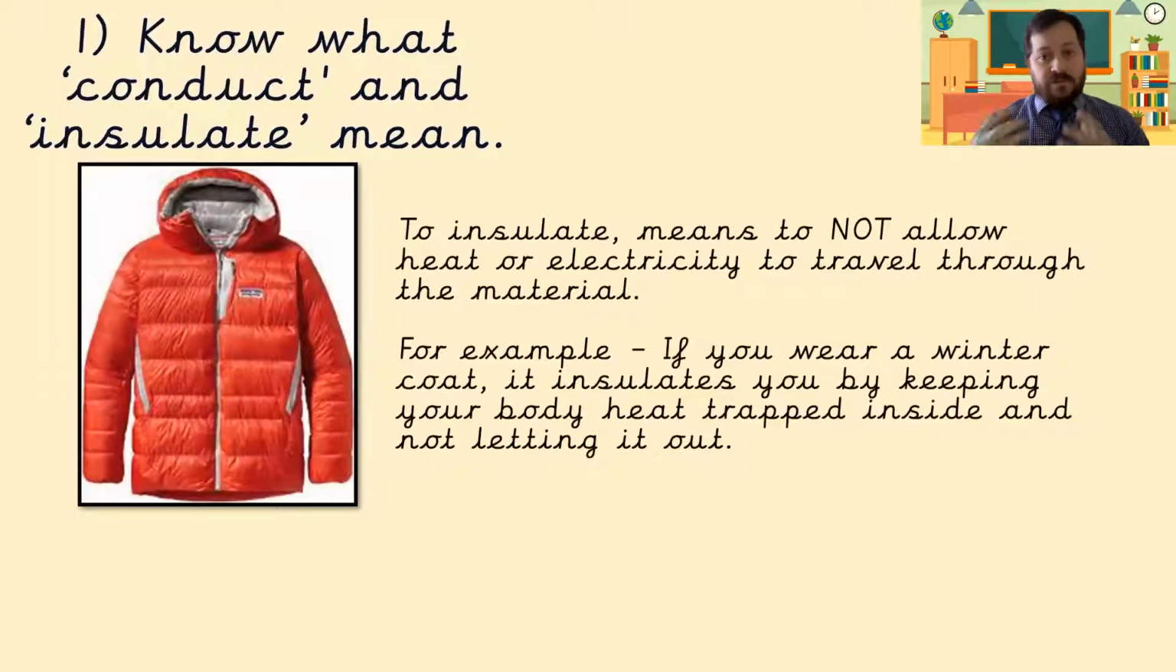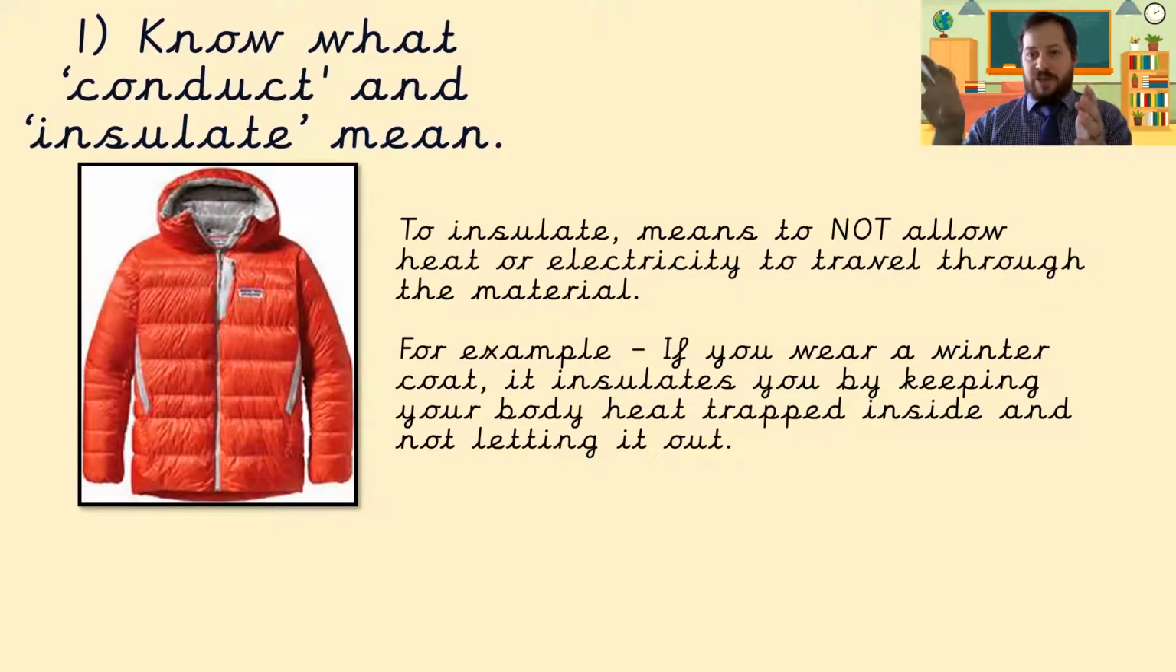On the other hand, we have insulators, and insulators don't allow heat or electricity to travel through them. They stop that being passed through them. For example, if you wear a winter coat, it insulates you and keeps your body warm by trapping the heat inside. So it stops the movement of heat from your body to the outside air. Now, this is important because what insulators do is stop it from traveling from one side to the other side, or reduce the amount traveled from one side of the insulator to the other side. But it works the same both ways.